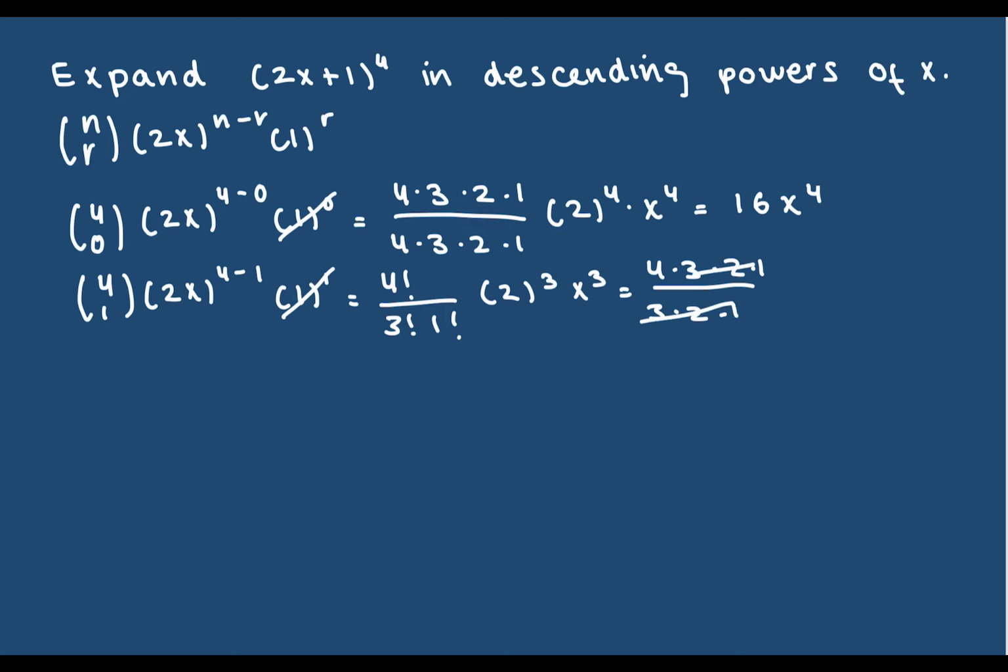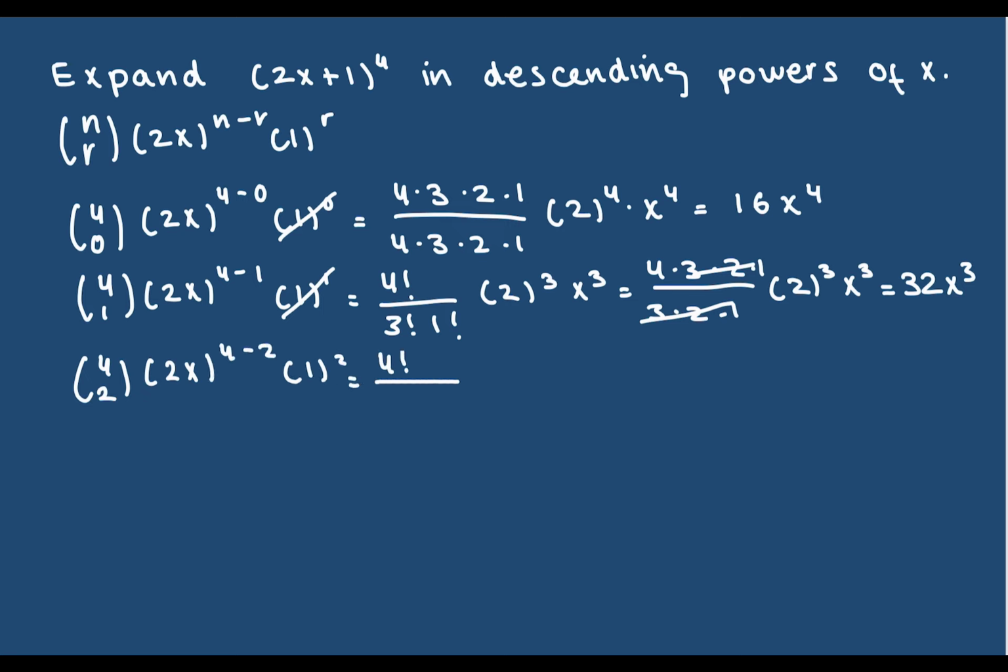So we can cross out the 3, 2, 1, and we'll get 4 times 2 to the power of 3 times x to the power of 3, which is 32x^3. Next, we have 4 on 2. Same gist. This time, it's going to be 4 factorial over 2 factorial times 2 factorial. So basically, it's going to be 4 times 3 times 2 times 1 over 2 times 2.